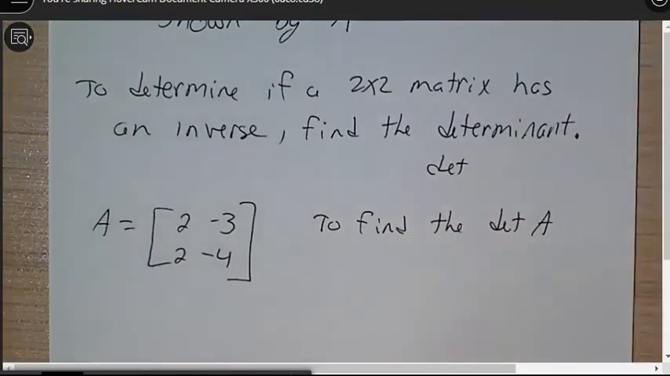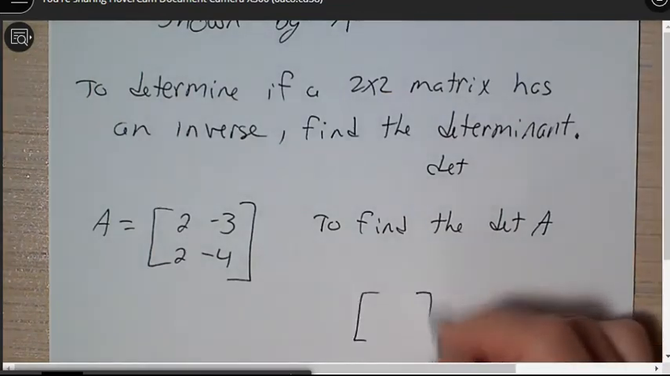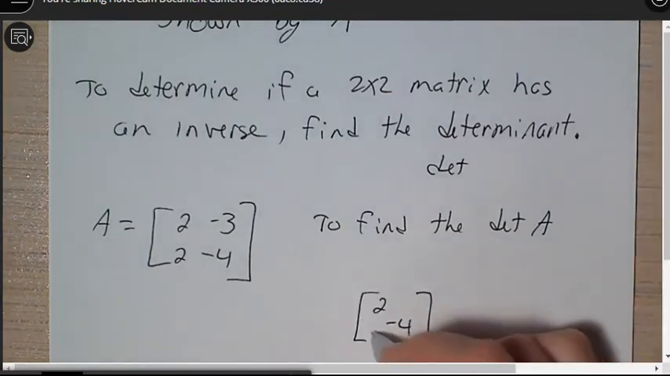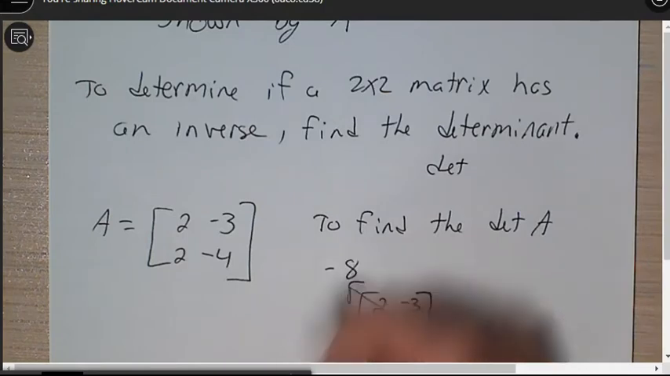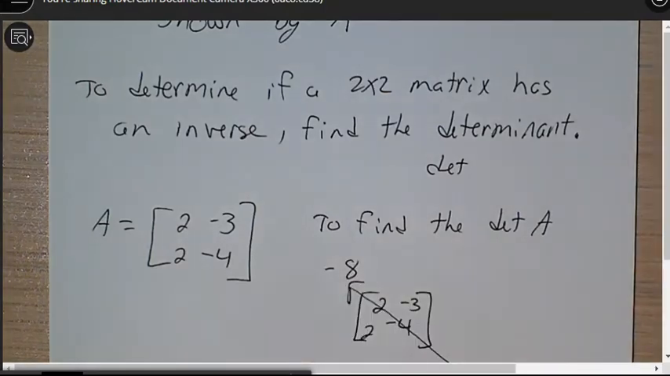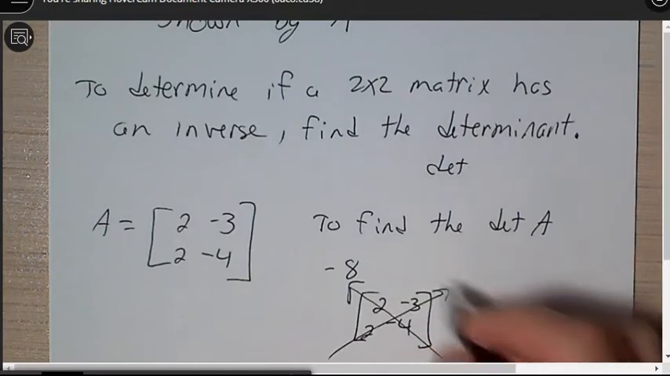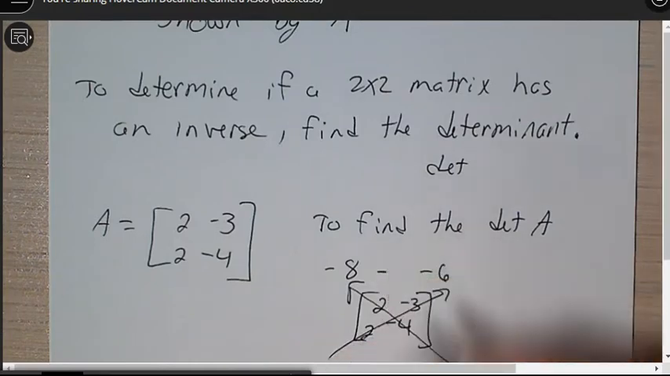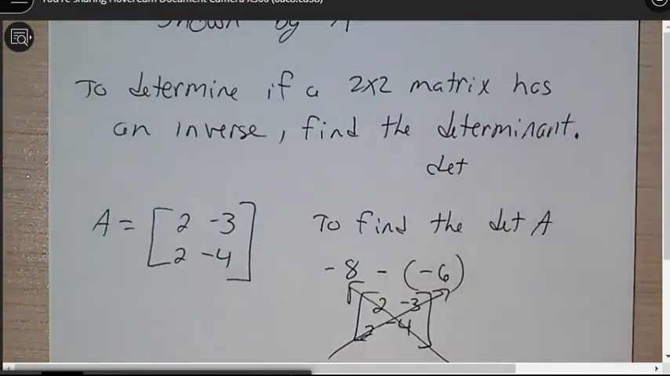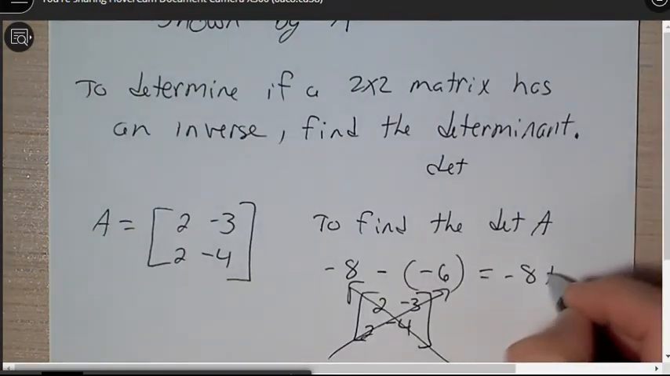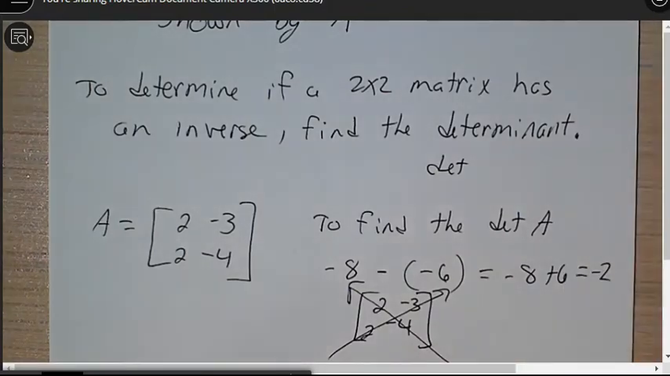So to find the determinant of A, here's basically what you do. You take the matrix that you have, and you basically do cross multiplication, but you're going to multiply up. So you're going to go this way. So you're going to do 2 times -4, which would be -8. And then 2 times -3, which would be -6, and you're going to subtract those two numbers. So it's -8 minus -6, which is -8 plus 6, which is -2.